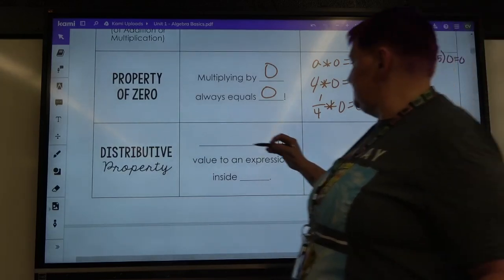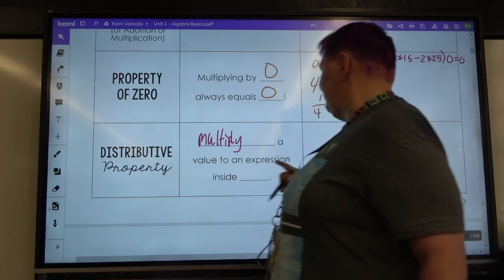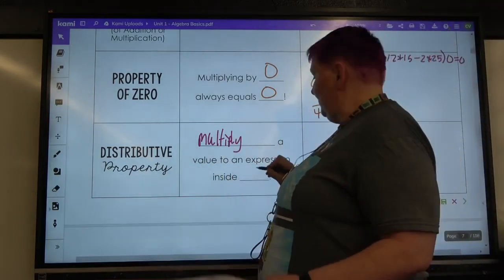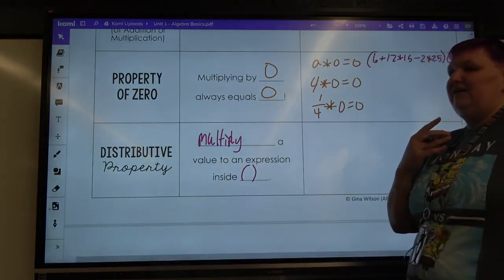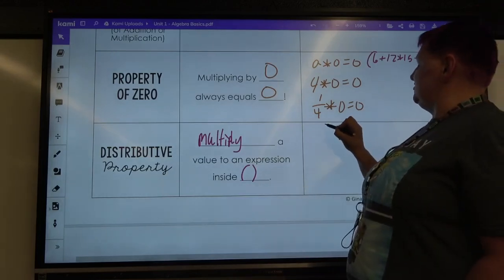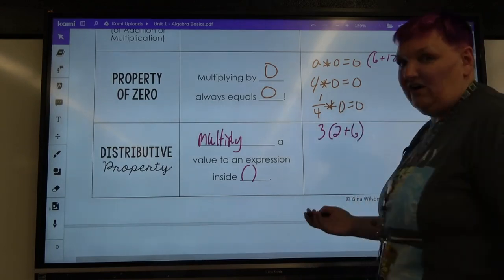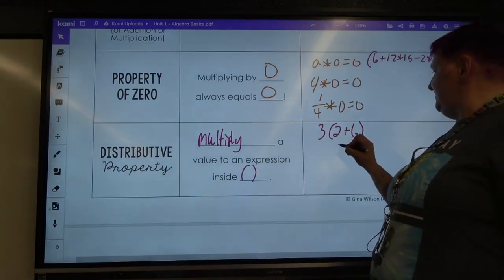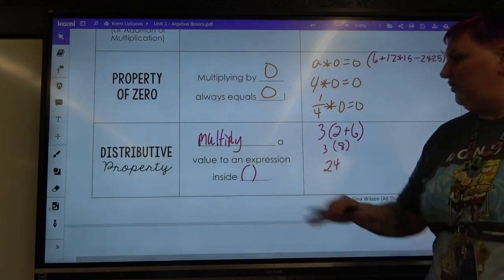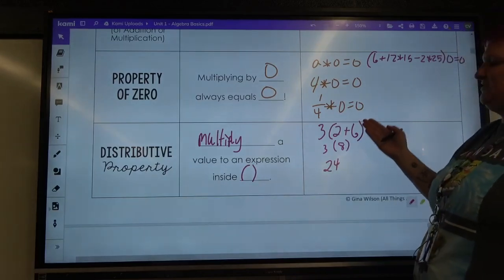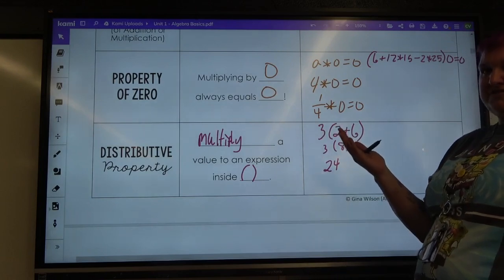Distributive property says that you can multiply a value to an expression inside the parentheses. All right, so what does this mean? Suppose you have 3 times (2 plus 6). Easy enough, right? 6 plus 2 is 8. 8 times 3 is 24. You're asking, what do I need distributive property for? All I have to do is add what's inside the parentheses and then multiply, right? That's what the order of operations tells me to do.